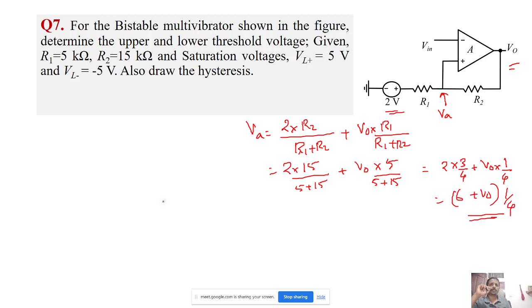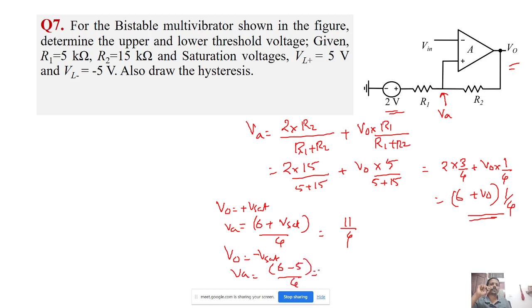Again we have two cases. When V0 is plus Vsat, what will be VA? VA will be equal to 1.5 plus Vsat by 4. Vsat is plus 5, so 1.5 plus 5 by 4, which is 11 by 4. And when V0 is equal to minus Vsat, VA is equal to 1.5 minus 5 by 4, it is 1 by 4, right? 1 by 4.